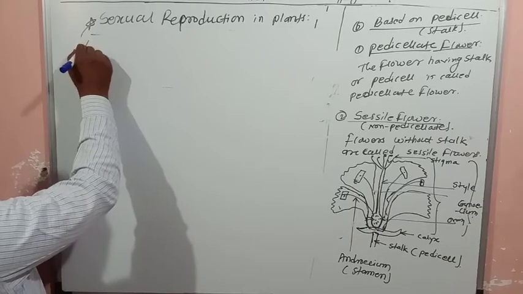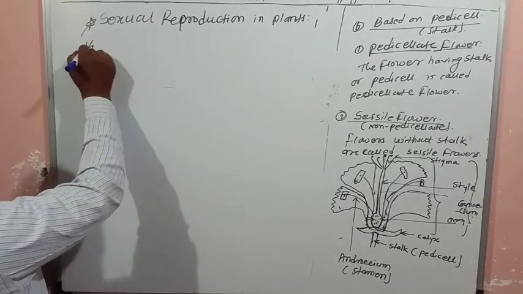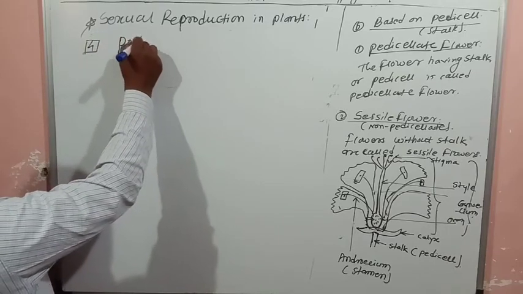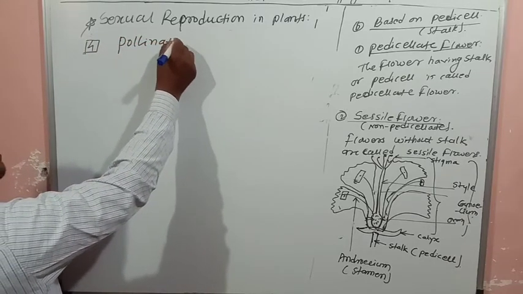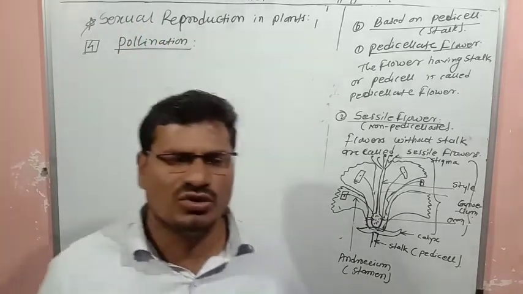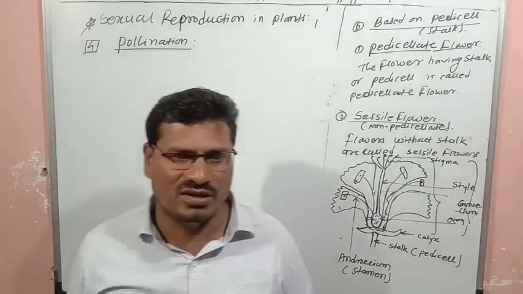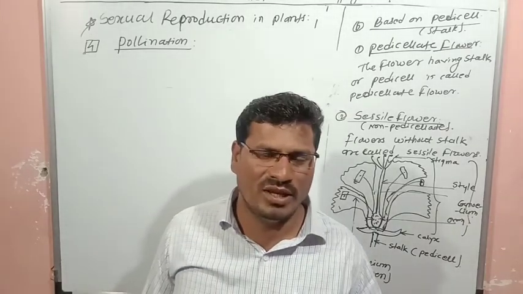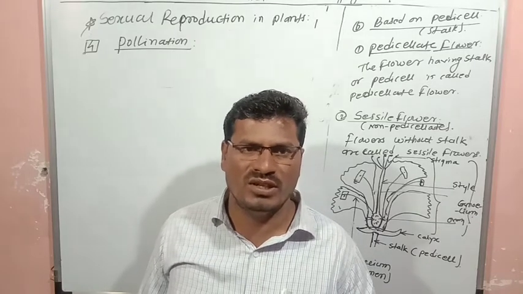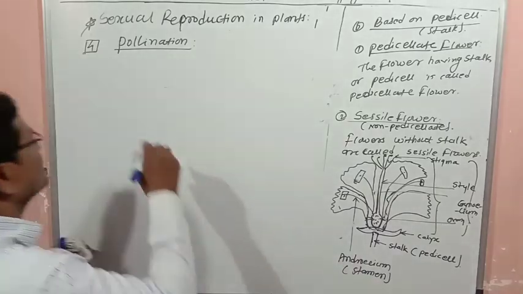The next, main fourth point, is pollination. How does pollination take place? What do you mean by pollination? The process of transfer of pollen grains from anther to the stigma is called pollination.